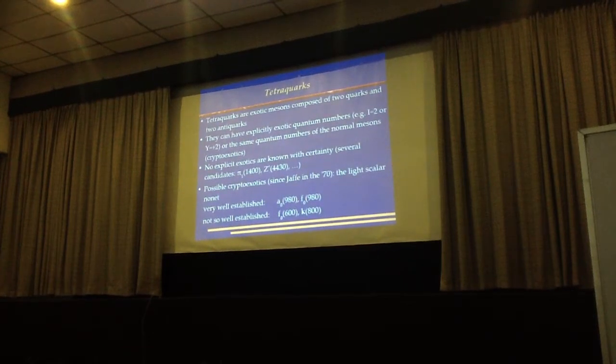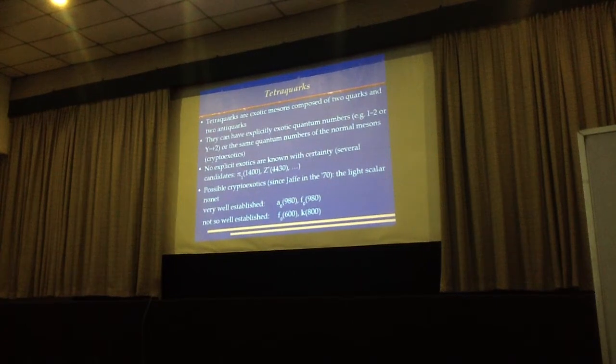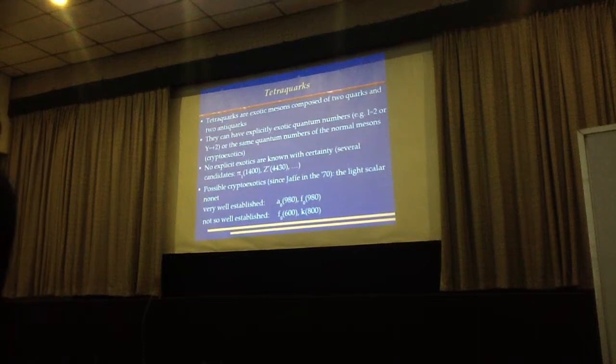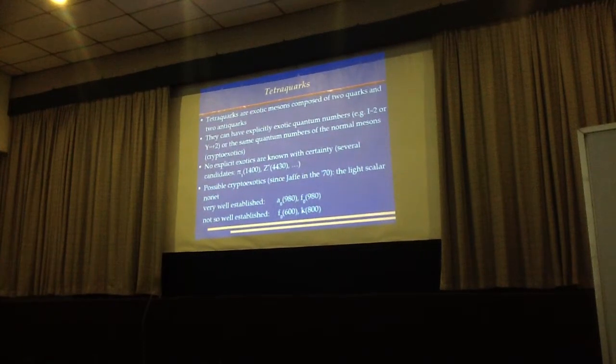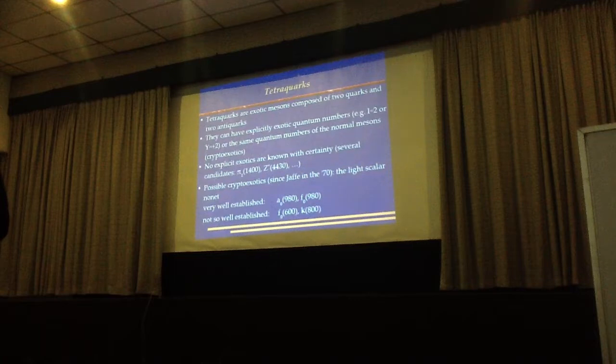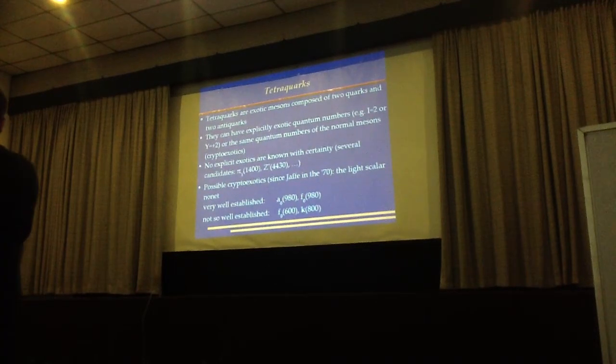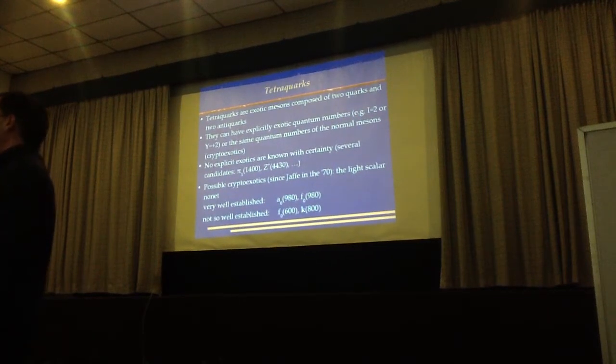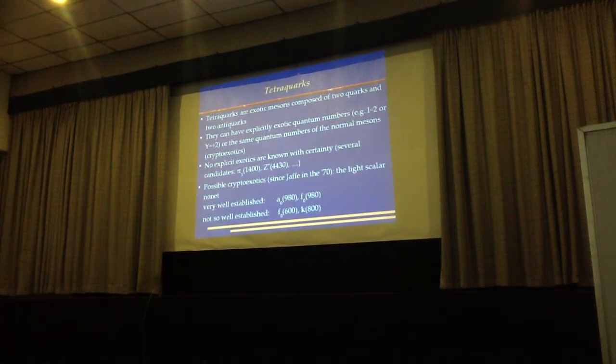So, no explicit exotics are known with certainty. However, there are several candidates. For example, here I have put the Pi1 1400, which has JPC quantum numbers 1 minus plus, which is an exotic combination. And I have put also the Z plus 4430, which is a charged meson that decays in c c-bar. So if it exists, it must be a tetraquark.